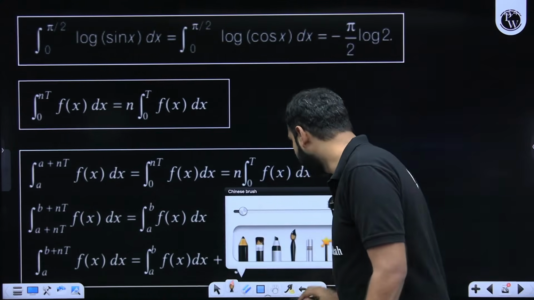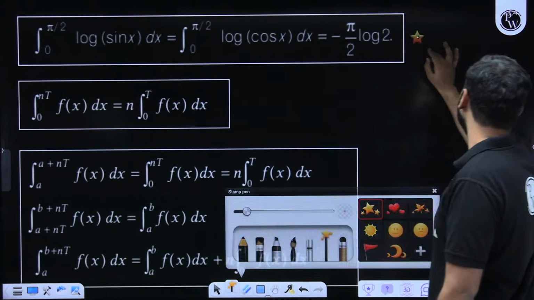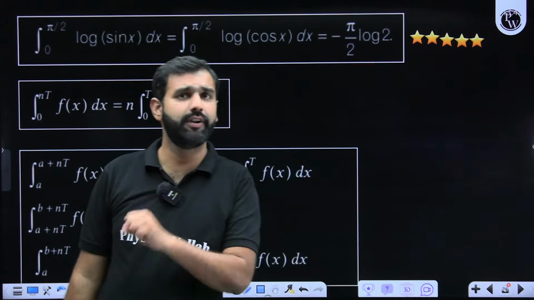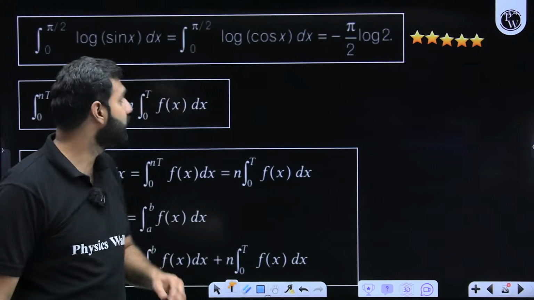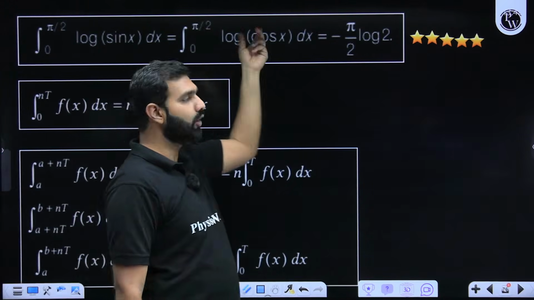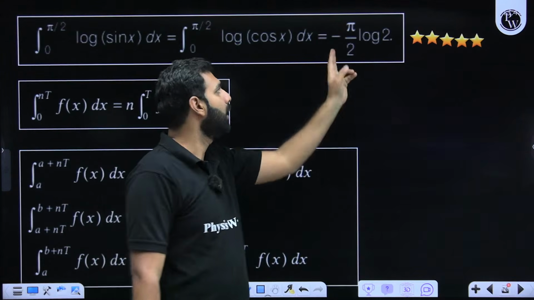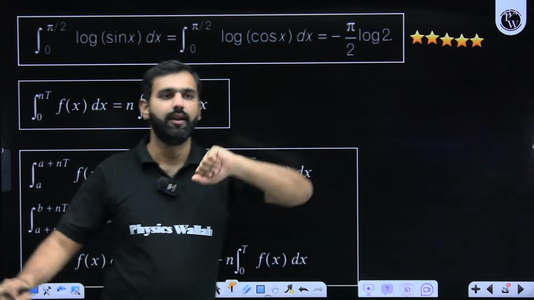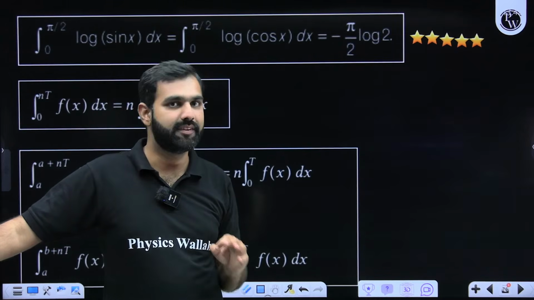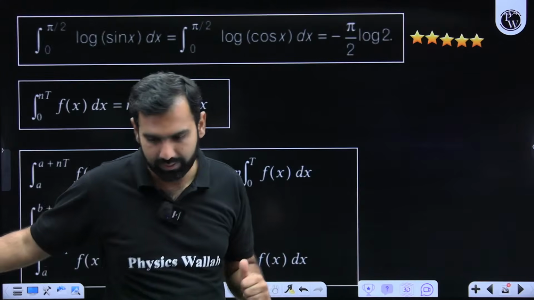Before that, I would request you that if you could, try to learn this result. It is used in a lot of questions. So the moment you see the integral from 0 to pi by 2 of log of sin x or 0 to pi by 2 of log of cos x, replace it with pi by 2 log 2 negative of it, minus pi by 2 log 2. It is used at a lot of places. Please remember this result.